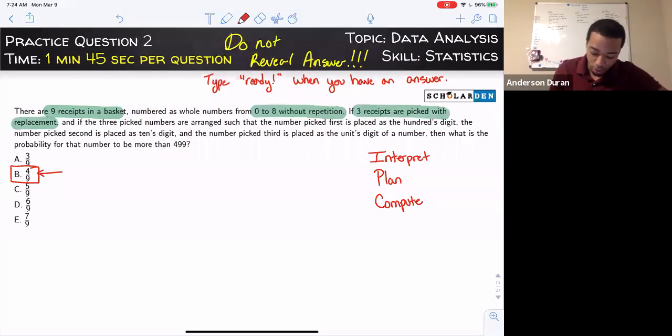I'm not going to imagine this, but I am going to highlight this. Number picked first is hundreds digit. Picked second is tens digit. Picked third is the units digit. Then what is the probability for that number to be more than 499?